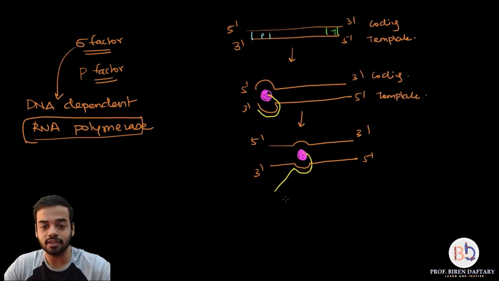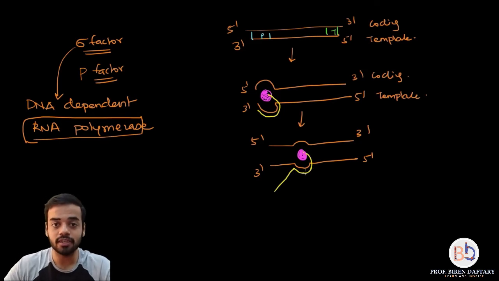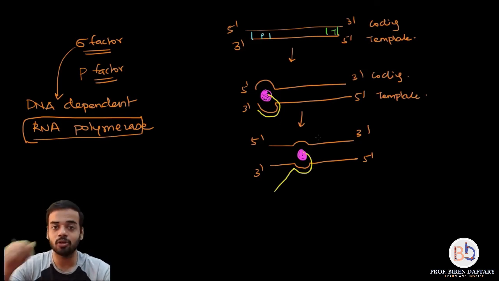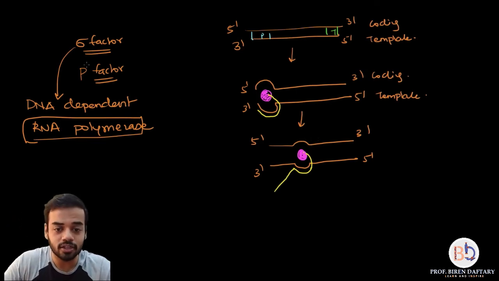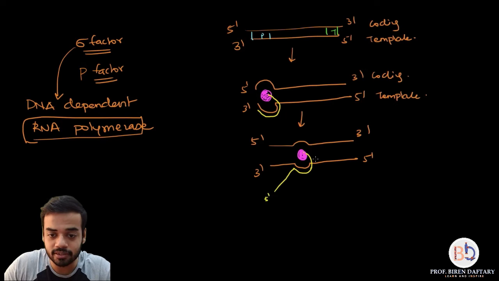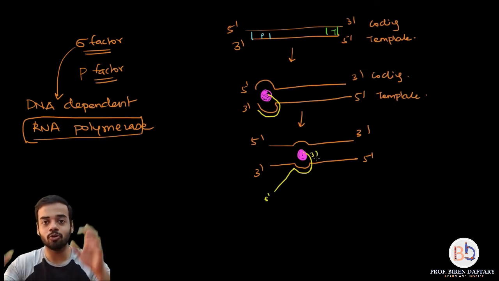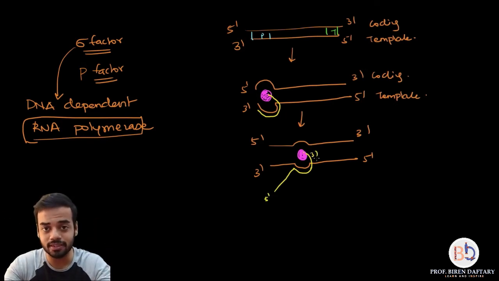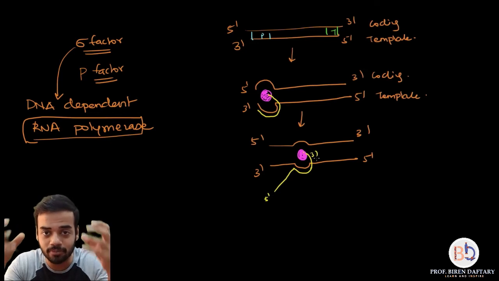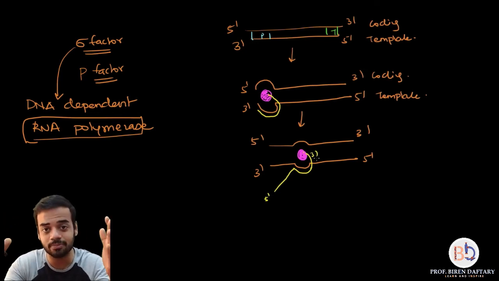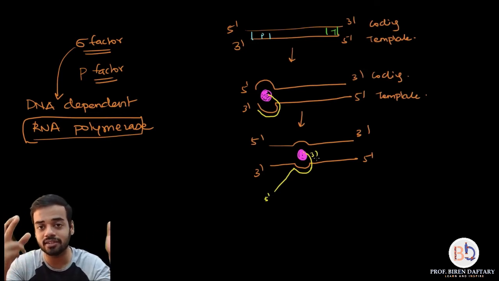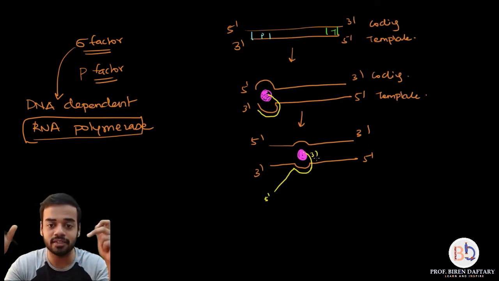So are you getting this? And what will be the polarity of the mRNA? The polarity of the mRNA is the same as that of the coding strand. So this end is going to be 5 prime, this end is going to be 3 prime. I hope now you are getting the point why the sequence on mRNA and coding strand is the same, except that in coding there is T and in mRNA there is U.